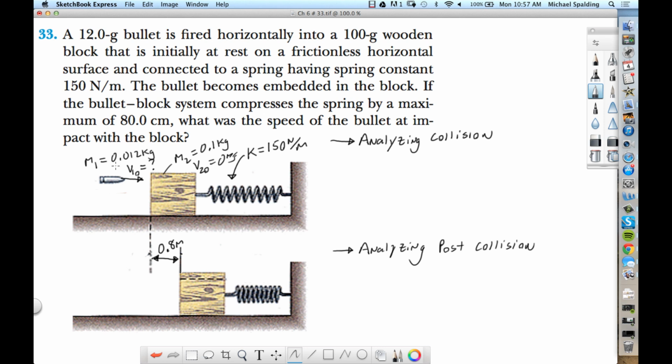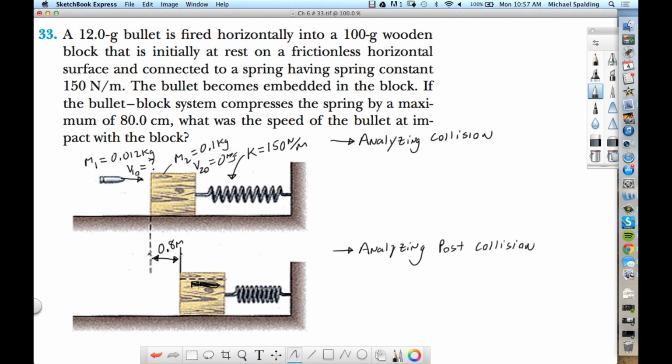So the bullet's M1, the block is M2. We're looking for V1 initial, the initial velocity of the bullet. The initial velocity of the block is 0. The information we're given is that the bullet gets stuck in the block. So here, I'm going to draw the bullet in the block. The bullet goes in, boom, into the block.